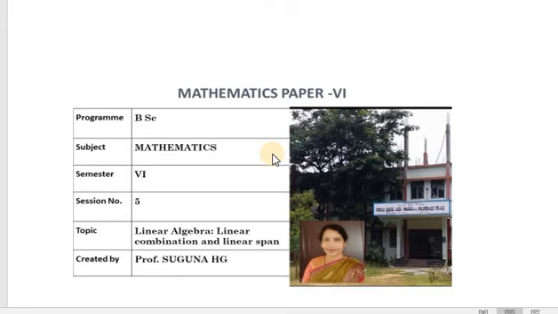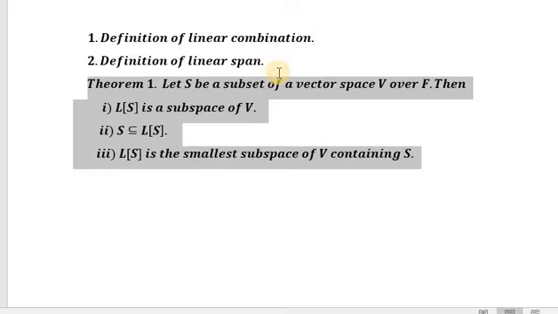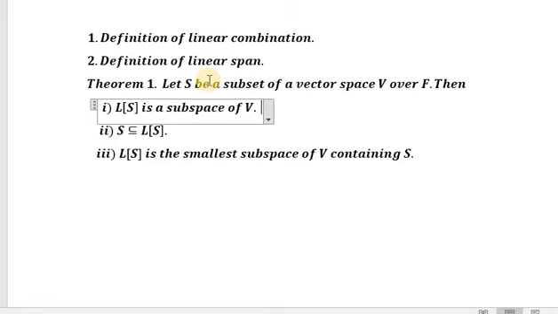In this video, we are going to learn about linear algebra of BSc 6th semester: definition of linear combination, definition of linear span. Theorem 1: Let S be a subset of a vector space V over F, then L of S is a subspace of V and S is a subset of or equal to L of S. L of S is the smallest subspace of V containing S.